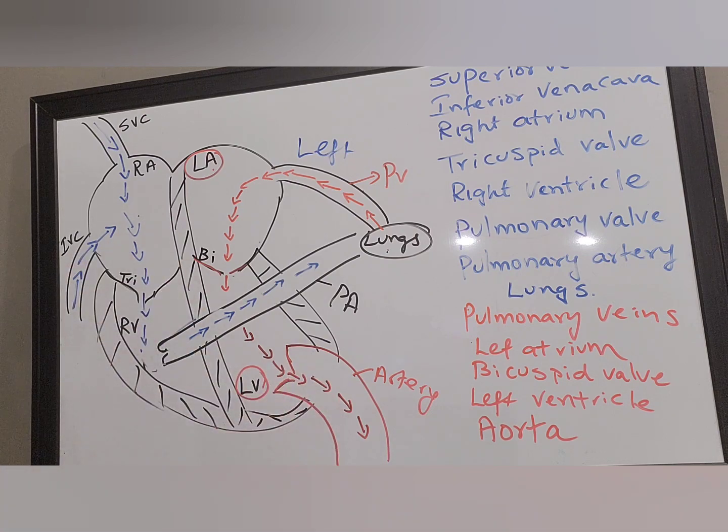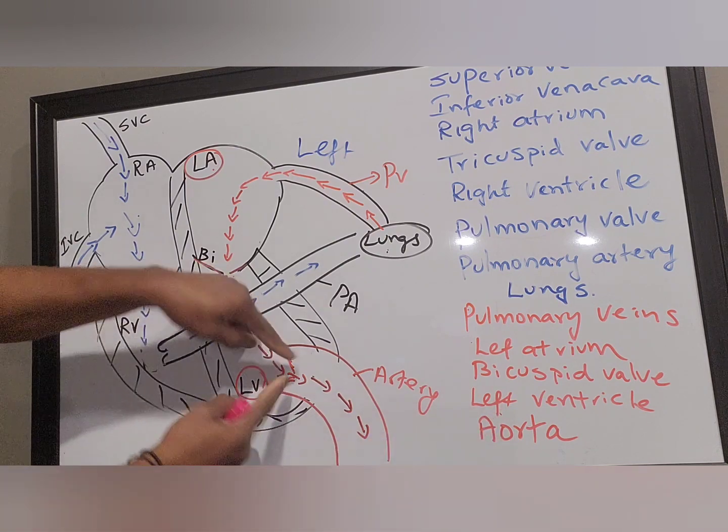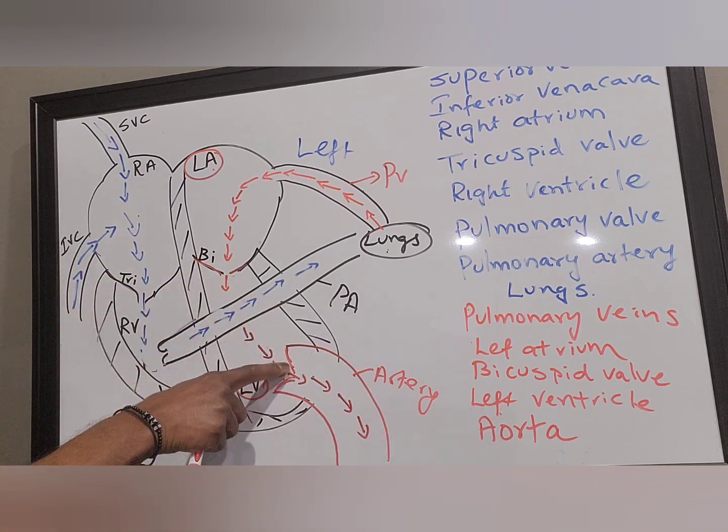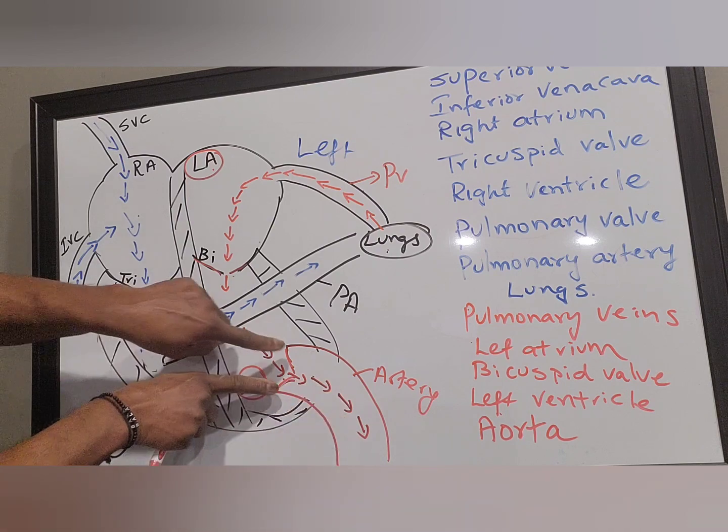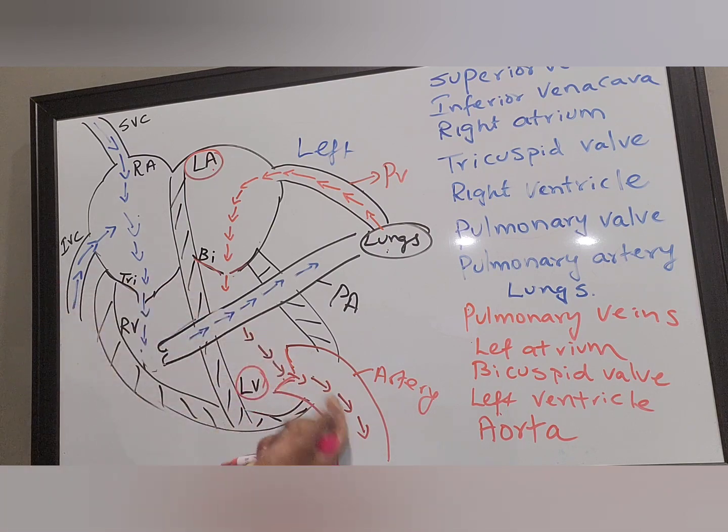Look at that color, it's red. Via this valve, that valve is called an aortic valve. I didn't put that here, but remember that's your 4th valve. So this valve opens, lets all the blood go out of the artery, and it will shut, which means the blood cannot go backwards into the left ventricle, right?